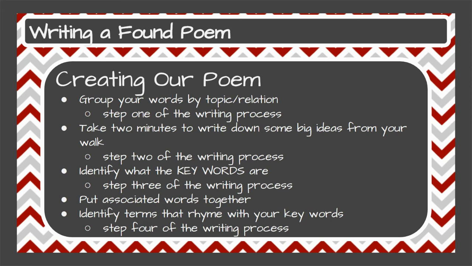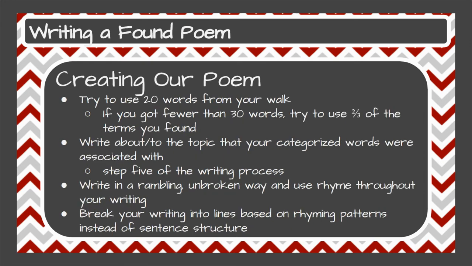Okay. So essentially, we are starting with these terms to discover what we are really thinking about. What are we noticing? It's a subconscious noticing. And then how do we feel about them? What can we associate with these words? What kinds of rhymes can we come up with? So list all of those out. And then you are going to try to use 20 words from your walk. Now, if you didn't get even 30 words, 20 to 30 words, try to use at least two-thirds of what you did find. If you found more than 30 words, then just try to use 20.